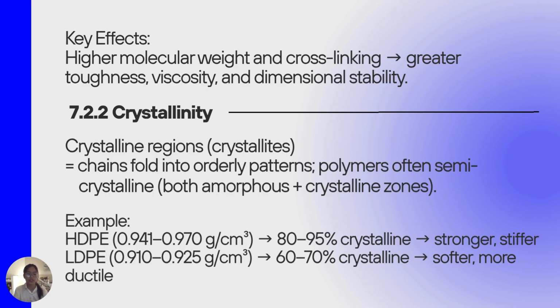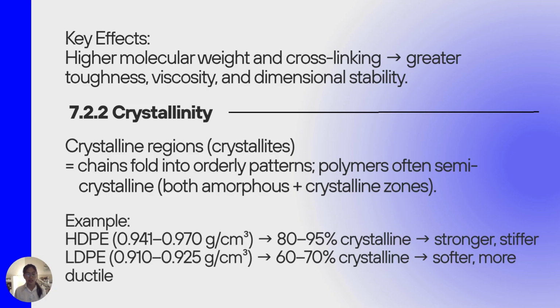Now moving on to crystallinity. Crystallinity plays a major role in determining a polymer's mechanical and thermal behavior. Unlike metals, polymers are not completely crystalline. Instead, most are semi-crystalline, meaning they contain both crystalline and amorphous regions.